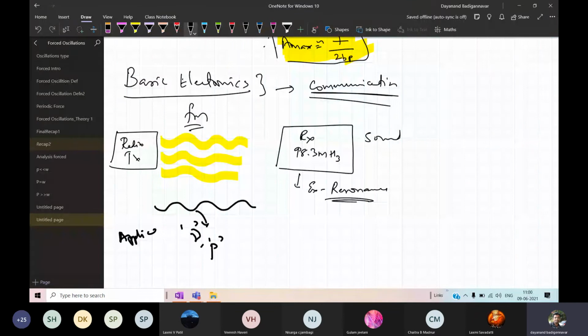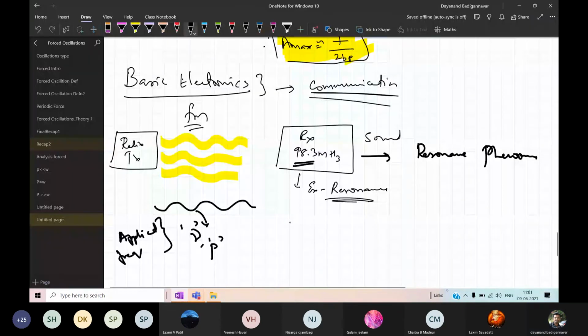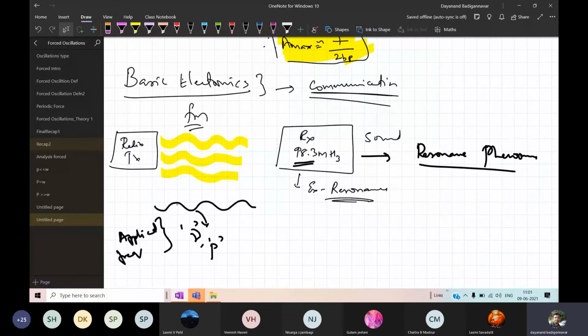When you set the radio receiver to 98.3, there is a resonance phenomenon that is taking place. What happens is the frequency of the radio waves, 98.3 megahertz, is the frequency that is emitted by the radio transmitter.